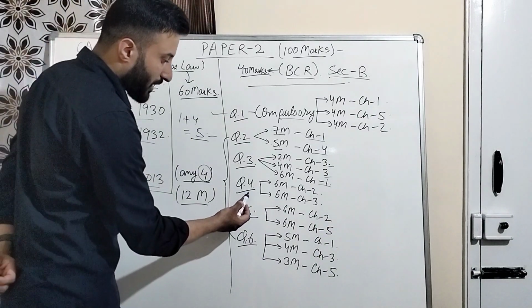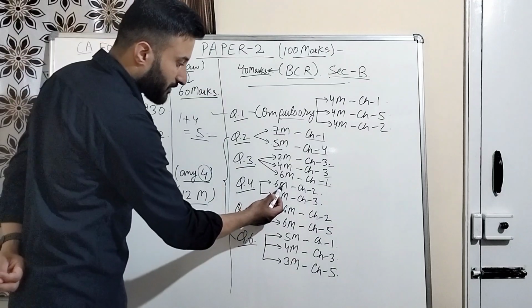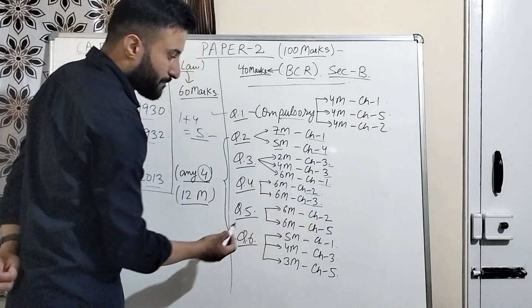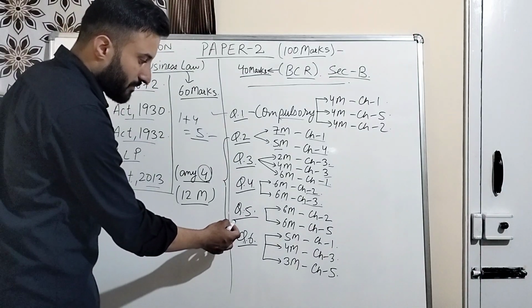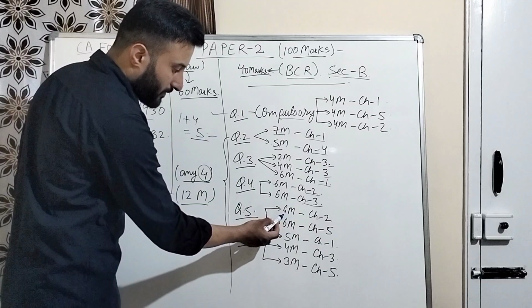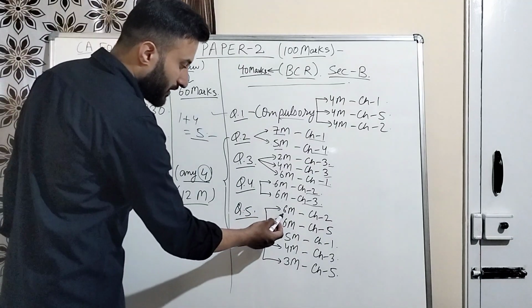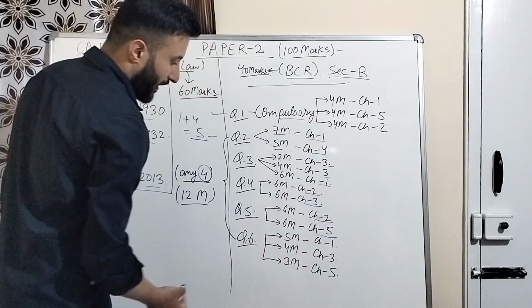Then question number 4 has two parts, 6 marks and 6 marks. The first 6 marks will come from chapter number 2, and the second 6 marks will come from chapter number 3. Then question number 5 again consists of two parts. First is 6 marks, another is also 6 marks. This 6 marks will come from chapter 2, and this 6 marks will come from chapter 5.